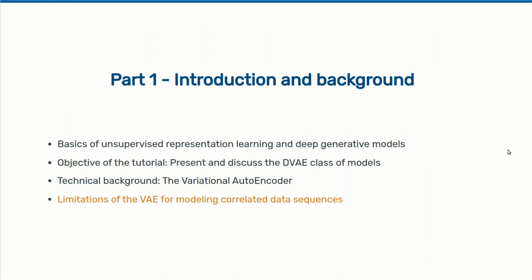So this gives a quick overview of the methodological details behind the variational autoencoders, and we will now discuss one of their limitations, which consists in modeling sequential data.